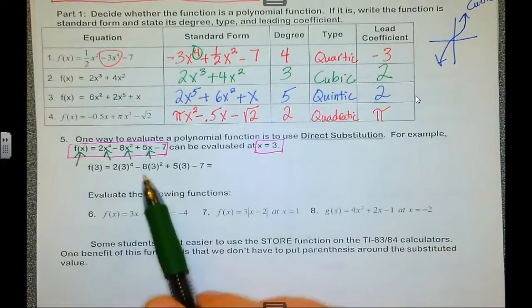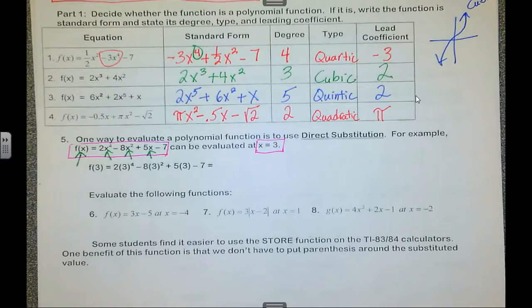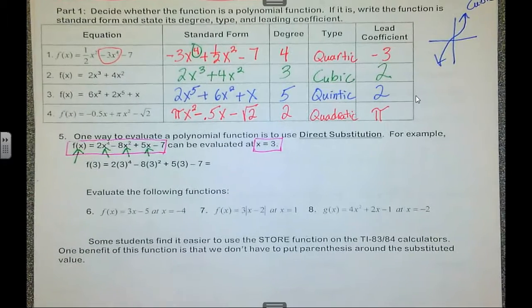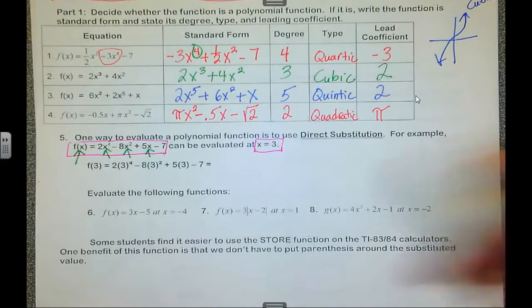Okay? Everybody, by the way, you're going to need calculators for this section. Somebody put that in a calculator and tell me what they get. Anybody? Anybody? 98. Good.